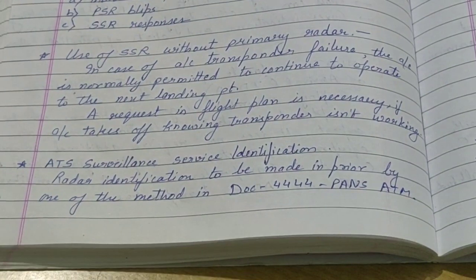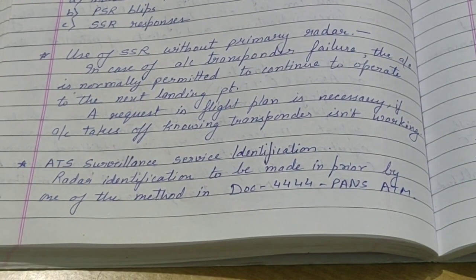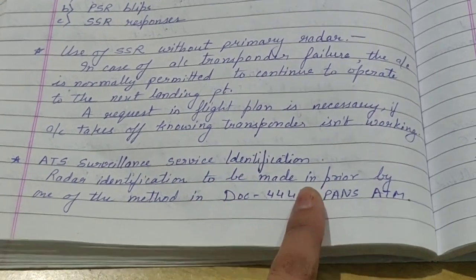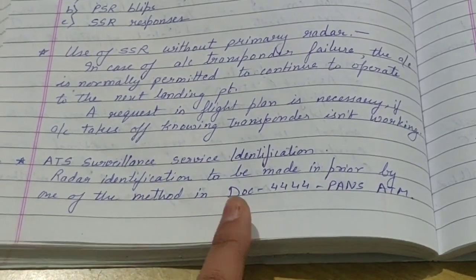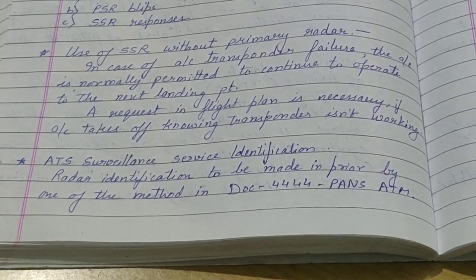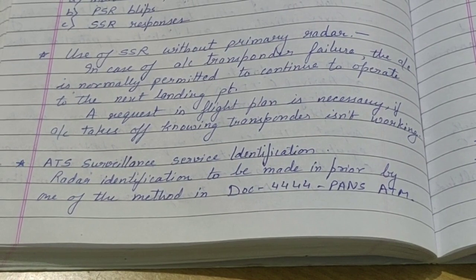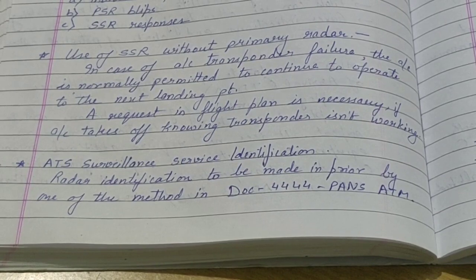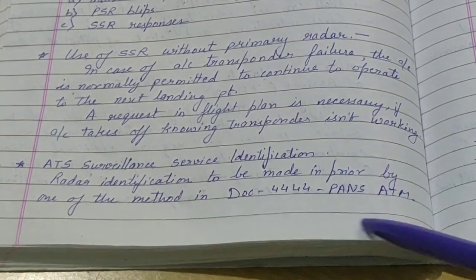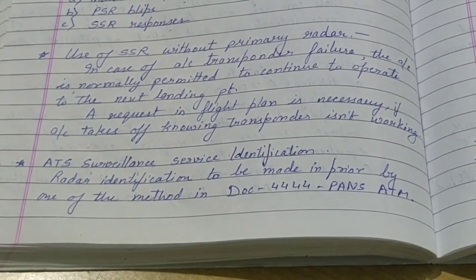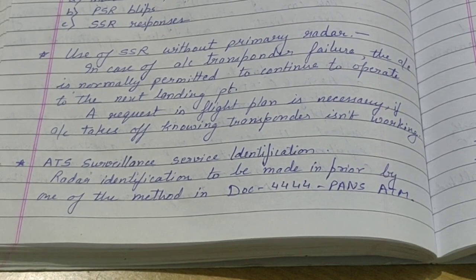Okay, so coming to the ATS surveillance service identification: radar identification is to be made in advance by one of the methods in Doc 4444 PANS-ATM. So before the ATS surveillance service is provided to the aircraft, the radar shall identify the aircraft by any of the methods given in this document. Alright, and if the identification is lost, then the pilot shall be informed accordingly and instructions will be issued so as to restore non-ATS surveillance service provision.